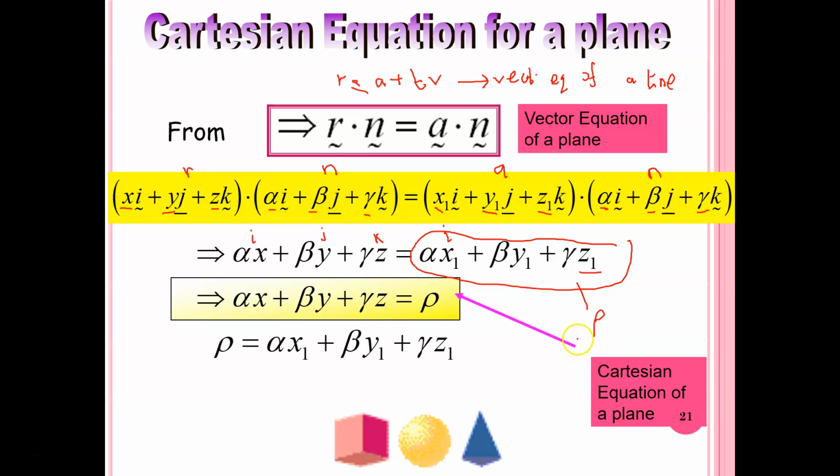Okay, what you have actually over here, the one you're equating with P, is actually your Cartesian equation of a plane. So you have vector equation of a plane, which is this one, and the one that you have expanded, the coefficients, then you equating it with P. This is actually the Cartesian equation of a plane. This is the one. Okay, so you have vector equation and Cartesian equation.